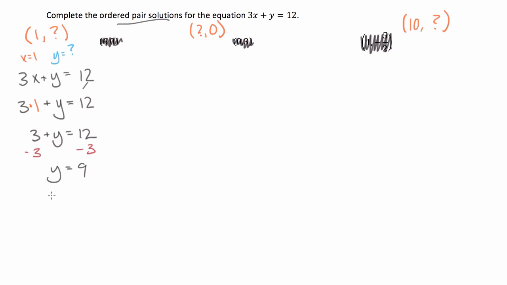So y equals 9 is the y value that goes with that x value, so that means my ordered pair solution is (1, 9). And so you're going to do that same thing for these other two, and I will have all these solutions up on D2L. Cool.